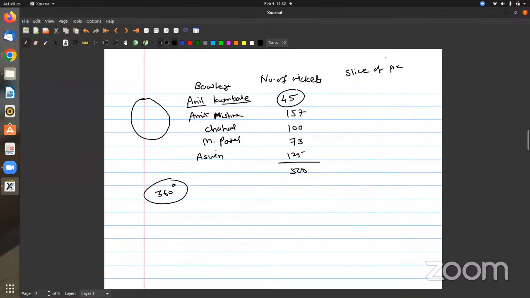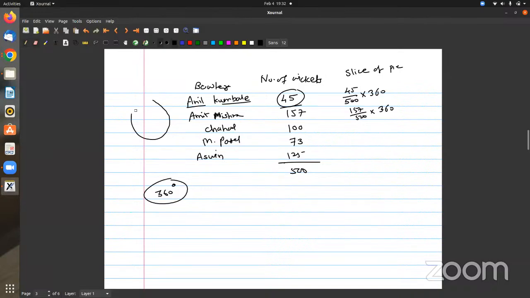So first of all, I'll do it for degrees. How many degrees will Anil Kumble take? It will be 45 by 500 into 360. That will be my slice of the pie, right? Is it correct? But the data is given in percentage. Okay, we'll do that also. I'm just showing you how to draw a chart, how to find the degrees. This is one way of finding the degrees, and you can do it for the others.